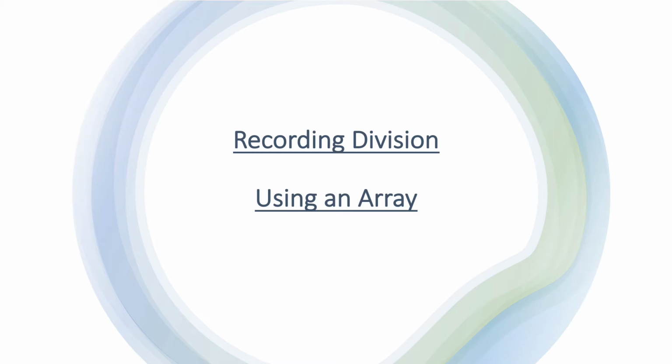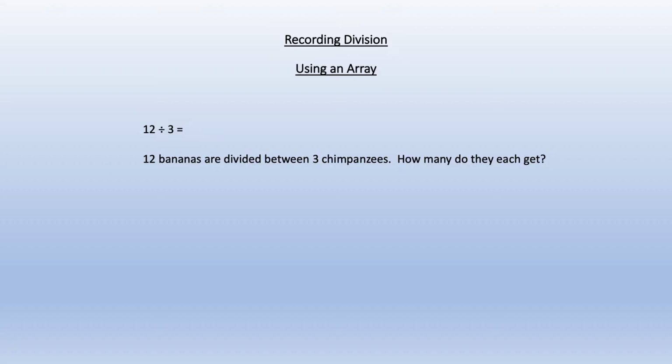Children in Key Stage 1 also build on what they've learned about arrays in multiplication, and it's really important that the links between multiplication and division are made. I will use the same number sentence in the previous example to just show you this way of recording. So we got 12 divided by 3, and a different word problem this time. 12 bananas are divided between 3 chimpanzees. How many do they each get?